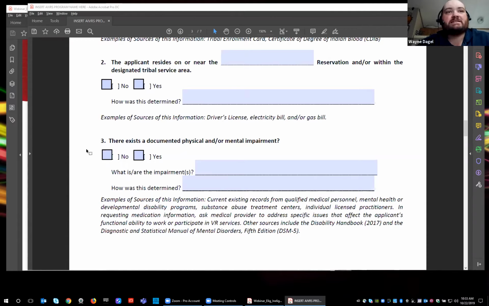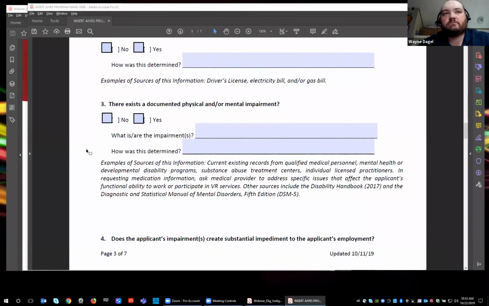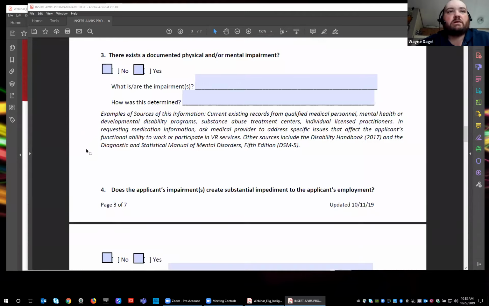Number 3, exists a documented physical or mental impairment. Yes or no? What are the impairments? So a lot of people at this point, what I've seen across all the years of TA work I've done, is people list 5 disabilities. My recommendation is we don't list 5. We pick a primary and a secondary.